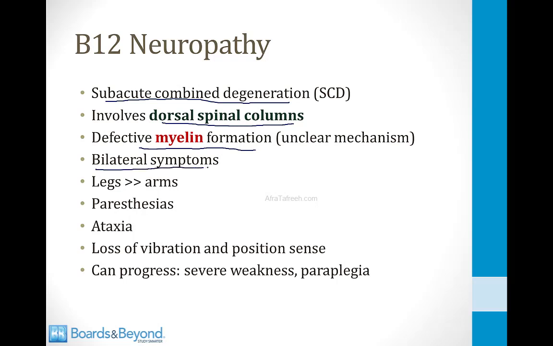Symptoms are typically bilateral, and they're usually in the legs much more than the arms. It begins as paresthesias, but it can progress to ataxia, and this may present in a board question as a patient with falls. On physical exam, there's loss of vibration and position sense, and it can progress and eventually cause severe weakness and paraplegia, and this is how many years ago people could die from a B12 deficiency.